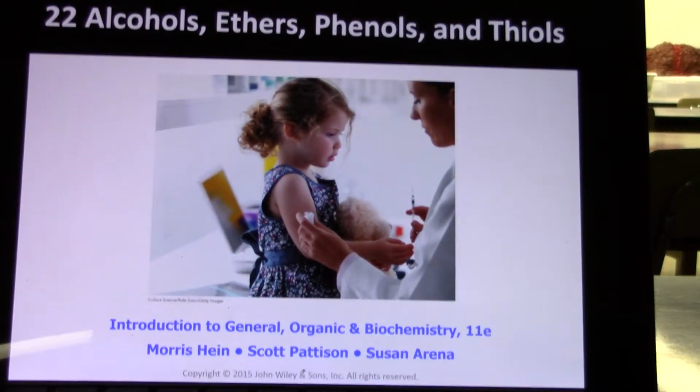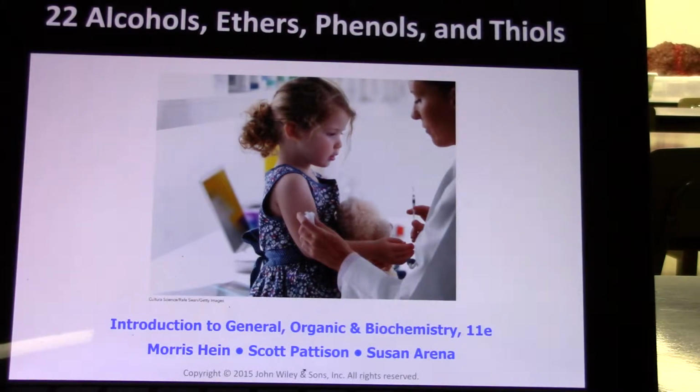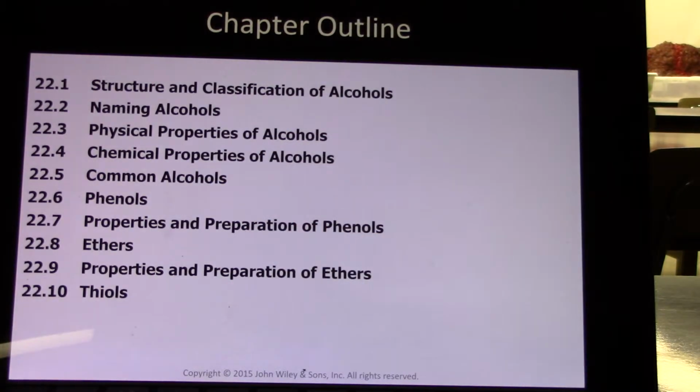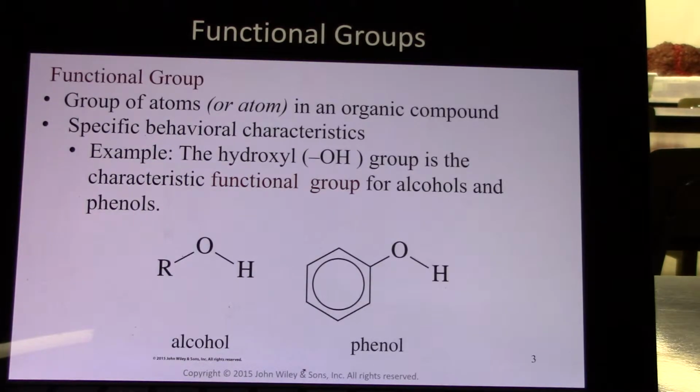Chapter 22, Alcohols, Ethers, Phenols, and Thiols. We're going to cover a bunch of different functional groups this chapter. So again, a functional group is a group of atoms of an organic compound which give it specific characteristics. And as we saw earlier, alcohols are a type of functional group.